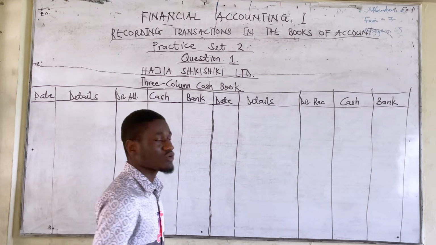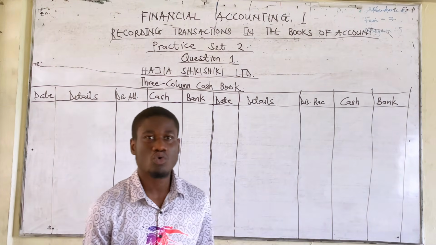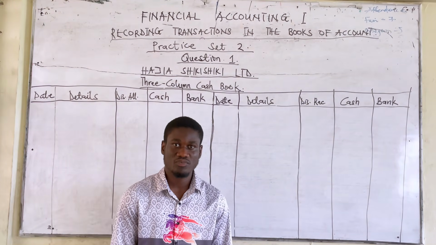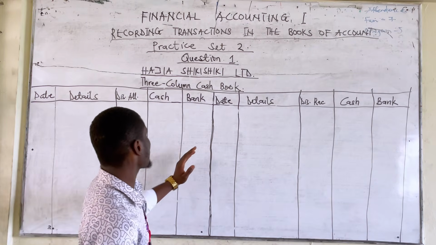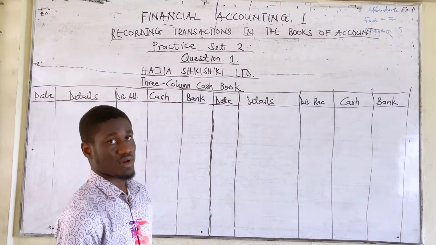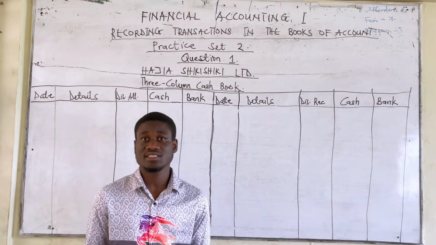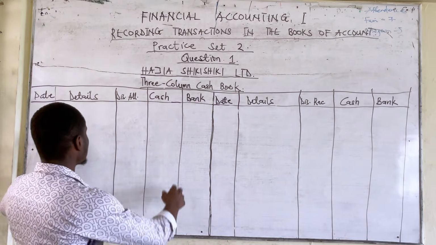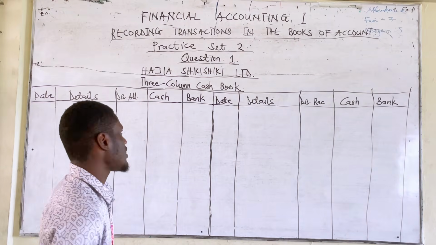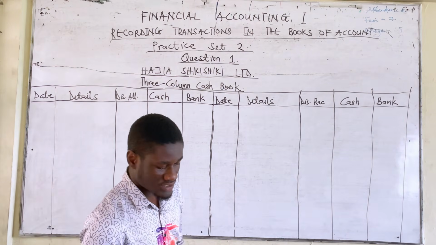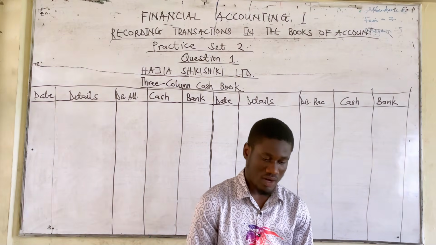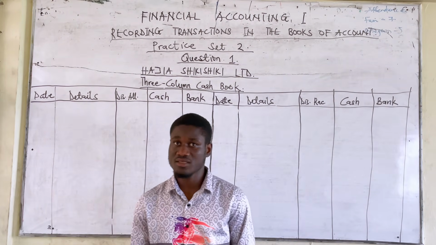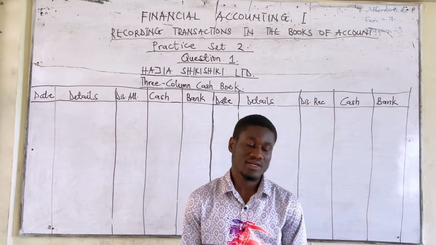Then because it's a 3-column cash book, we should know which columns we are going to open. As I said in the previous video, a 3-column cash book will contain the discount amount, the cash and bank columns. You get it? Good. So knowing that, you will just open the 3 columns and you are good. With this, we are going to start with the transactions one by one. Where it involves bank, you write it at the bank column.